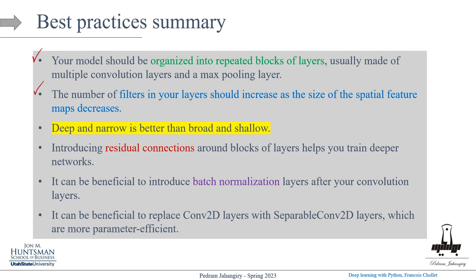The second thing: the number of filters in your layers should increase as the size of the spatial feature map decreases. We have talked about it multiple times now, but the idea is that let's say you start from a 38 by 38 image, and it's grayscale or color, it really doesn't matter. As we go deeper in the network, this dimension is going to shrink. So for example, we go to 28 by 28, then 14 by 14, and maybe we can shrink it down to something like 5 by 5.